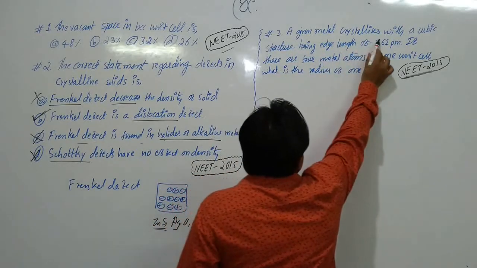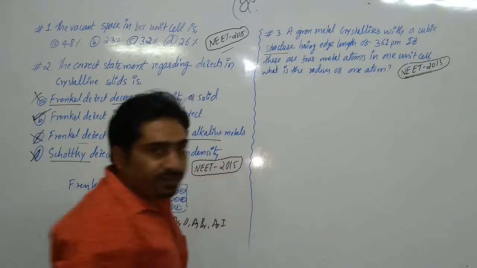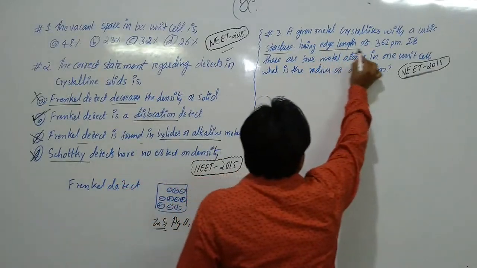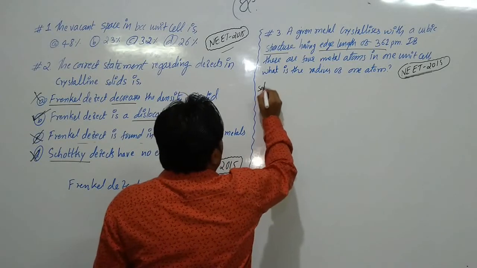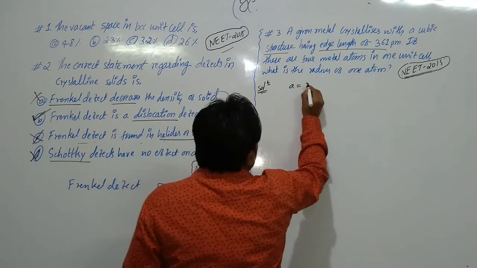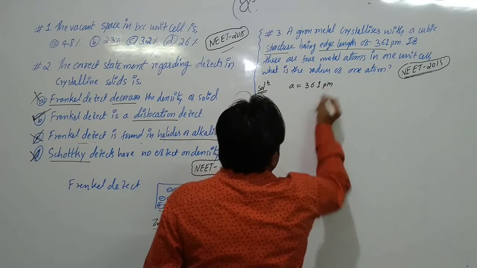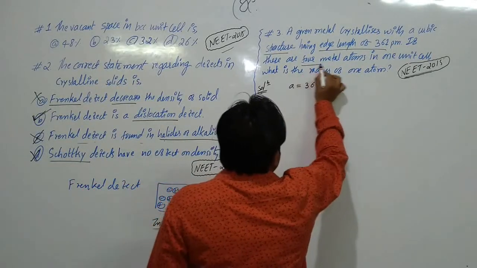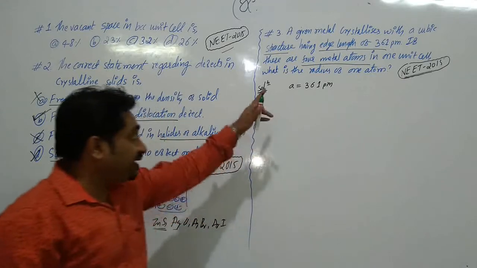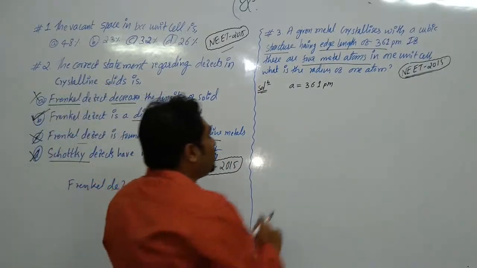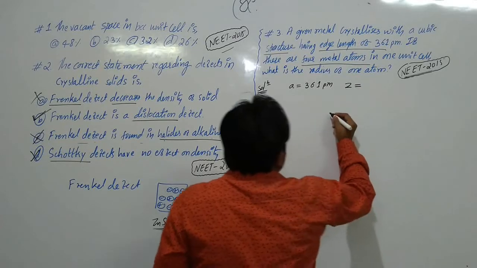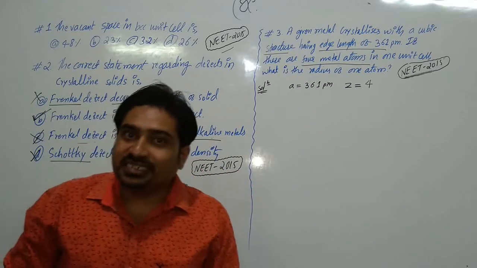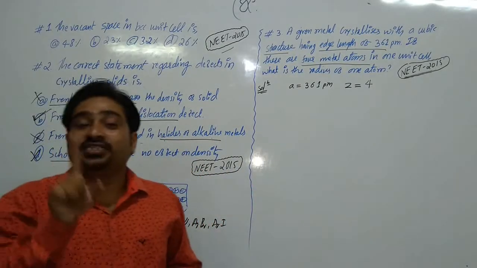A given metal crystallizes with a cubic structure. We don't know which cube it is. It has an edge length of 361 picometer. So what's given here? Edge length a is equal to 361 picometer. If there are 4 metal atoms in one unit cell, yes, this is our hint, the number of metal atoms in the unit cell Z is equal to 4. If the number of particles in one unit cell is equal to 1, it may be SCC, a simple cubic lattice.